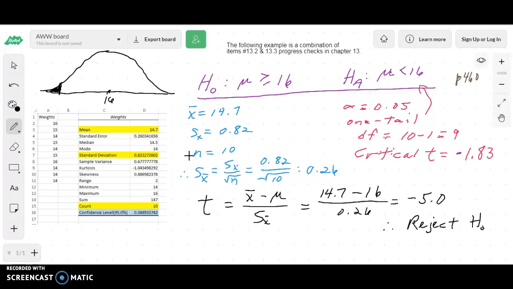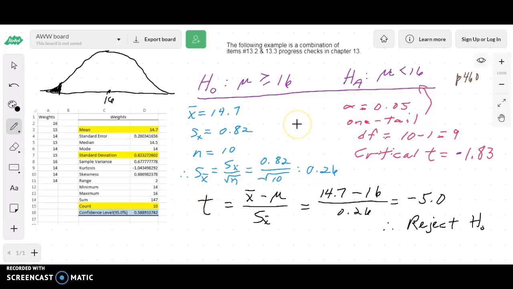What we also need to run our test is the standard error. The standard error, if you recall, is the standard deviation divided by the square root of the sample size. So if we take 0.82 and divide it by the square root of 10, we get a standard error of 0.26. You can also get that right here, if you notice it also gives you that. So we have most of the background data we need to conduct the test.